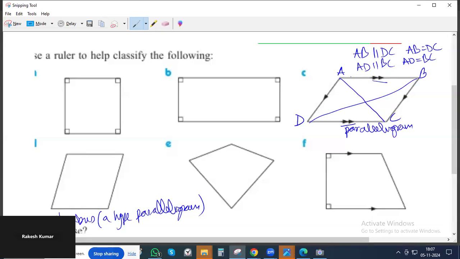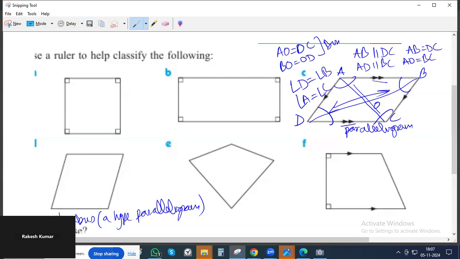They bisect each other. So you'll have to put AO is equal to OC and BO is equal to OD, and you say they bisect each other. Then you write the angles are equal. Angle B is equal to angle D, the opposite angles are equal, and A is equal to C. So you write like that. Now these are the properties of a parallelogram.